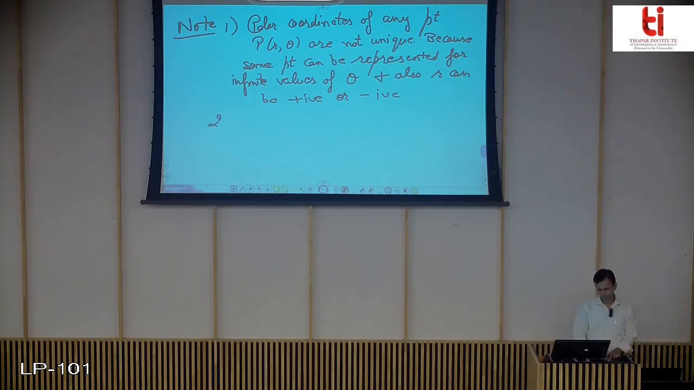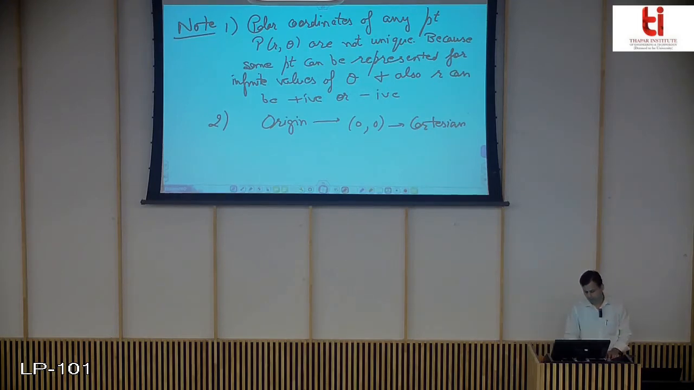For example, if I have to write the coordinates of the origin, in Cartesian coordinates it is (0, 0). But now you have to leave the concept of Cartesian aside, because if you mix the concept of Cartesian with polar, you will get confused. So keep the Cartesian concepts at the back end and look only at polar coordinates.